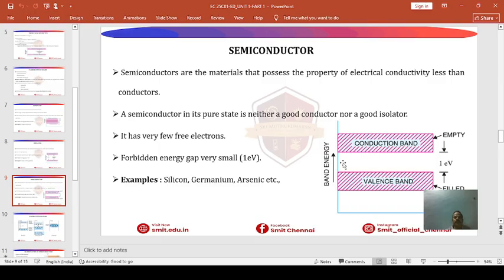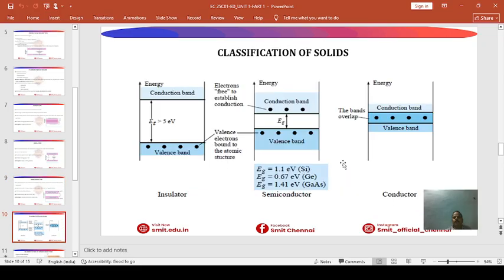There are two ways to make a semiconductor into a conductor: one by increasing the number of free electrons or holes, or by raising the temperature. These are the two physical phenomena available to make a semiconductor into a conductor. Then we come to the classification of solids.